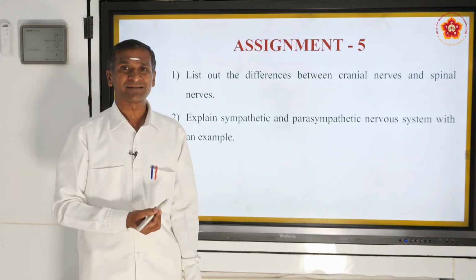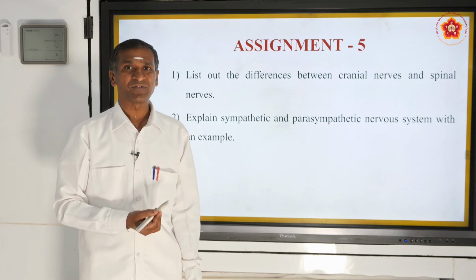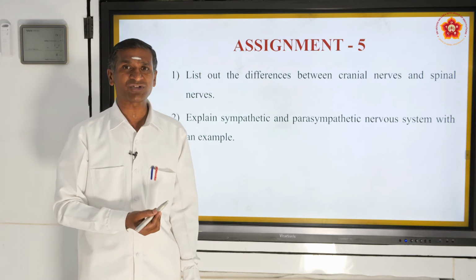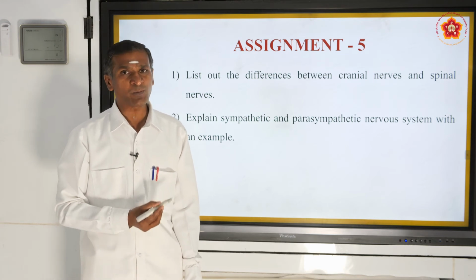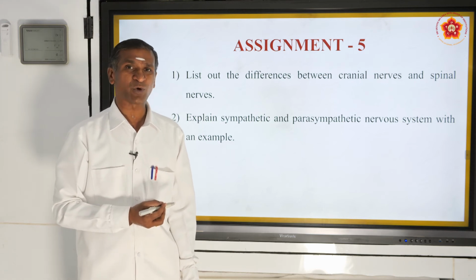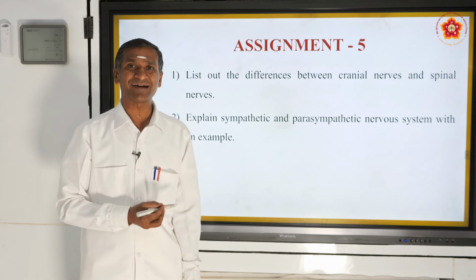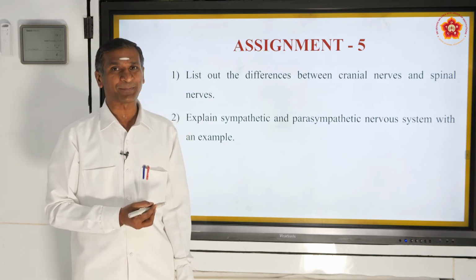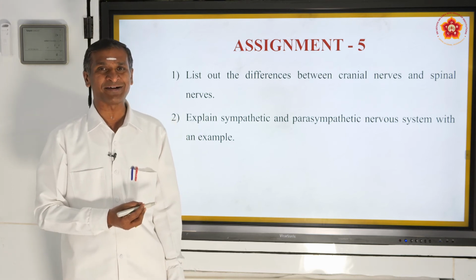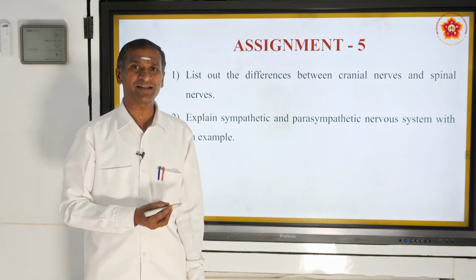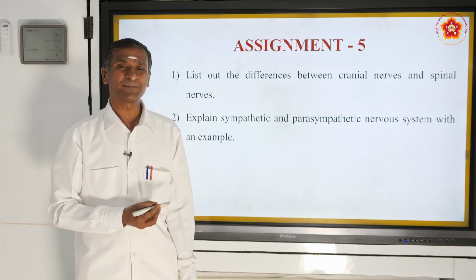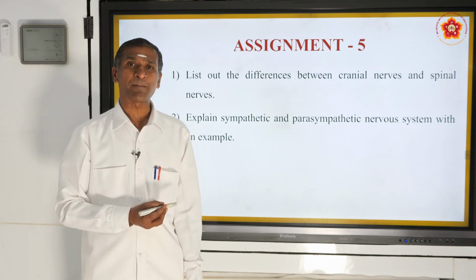Dear students, in today's class we understood about control and coordination. Under that, human control and coordination has two other divisions. One was PNS and the other was ANS. The PNS consists of the brain nerves, which are called cranial nerves, and also the spinal nerves which come from the spinal cord. Further, their comparative study.